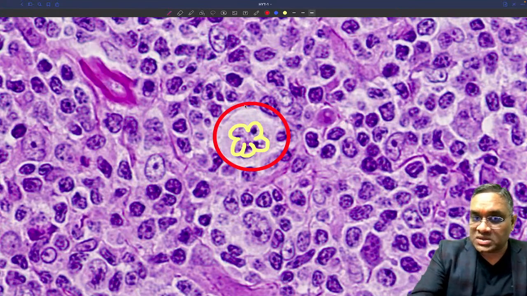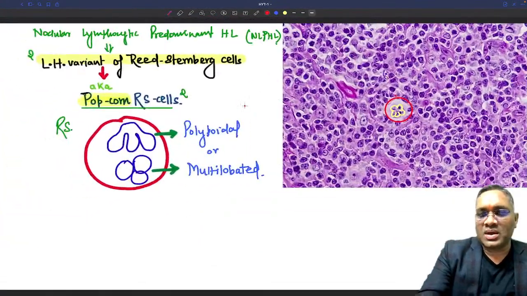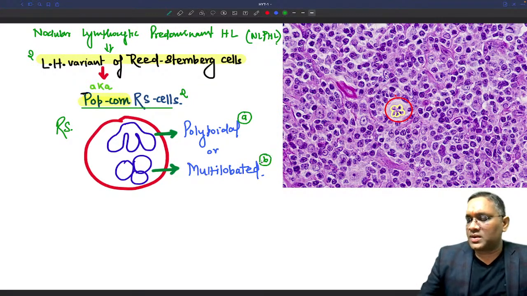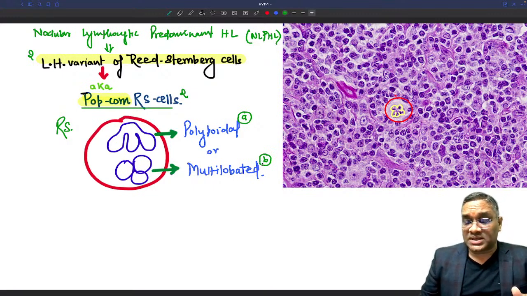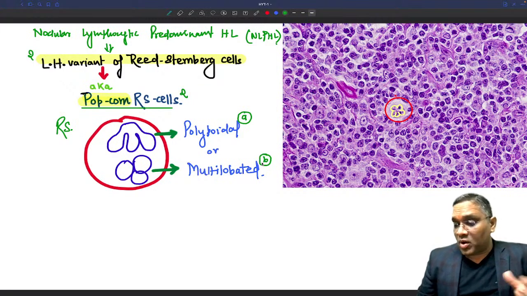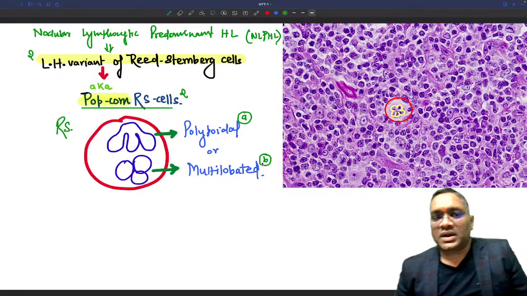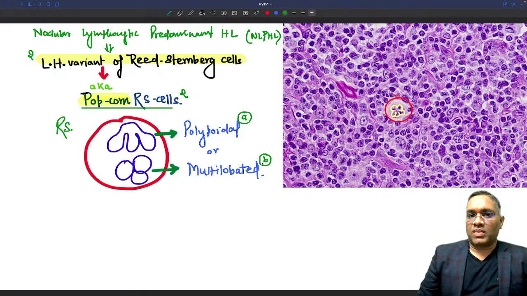So these are the two things you must remember for your exam. Whenever you appear for your exam, you should find either polypoidal nuclear lobe or multilobated nuclei. Any of these things present in the nucleus and the examiner is saying that it is a Hodgkin's lymphoma, that means it is a popcorn Reed-Sternberg cell, right? So popcorn Reed-Sternberg cells will be seen in nodular lymphocytic predominant Hodgkin's lymphoma, right?